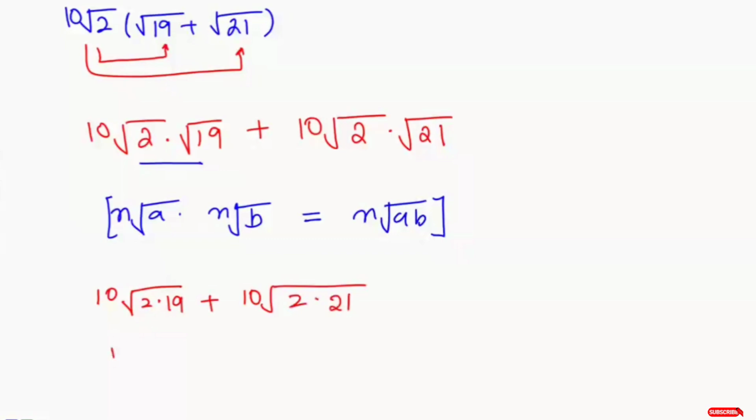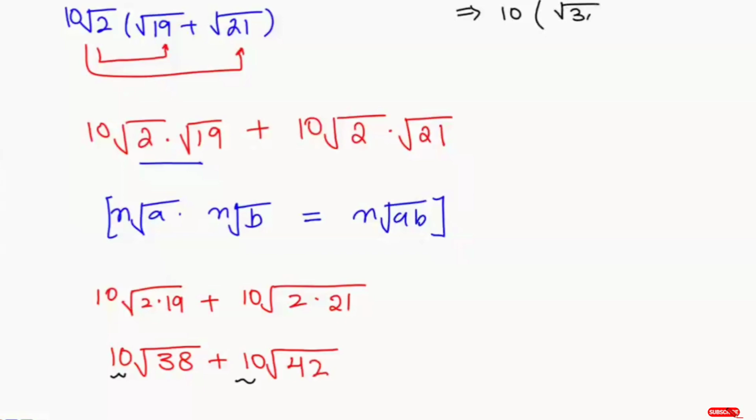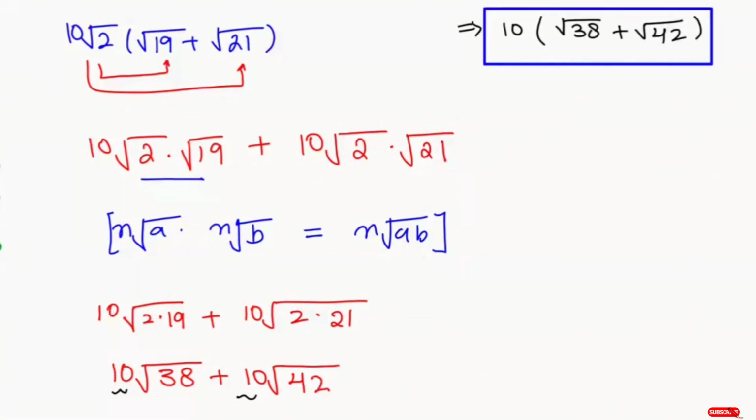Here we'll get 10 root of 2 times 19, which is 38, plus 10 root of 2 times 21, which is 42. Now here we have a common value of 10, so I'm going to take it common: 10 times root of 38 plus root of 42. So this is the final answer.